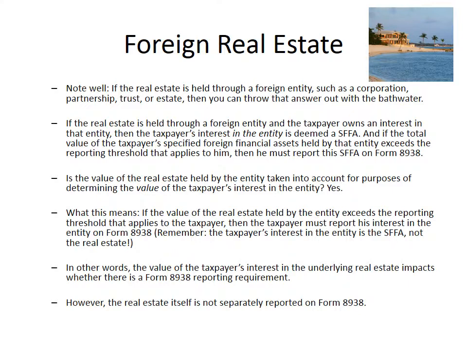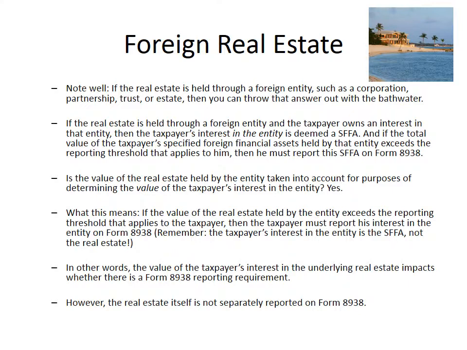Now, the question becomes this: is John's interest in the entity, purely the entity, deemed a specified foreign financial asset? We already know that John doesn't have a direct interest in the foreign real estate. However, he indirectly owns the real estate through the entity. So what we're driving at right now is whether John's interest in ABC is deemed a specified foreign financial asset.